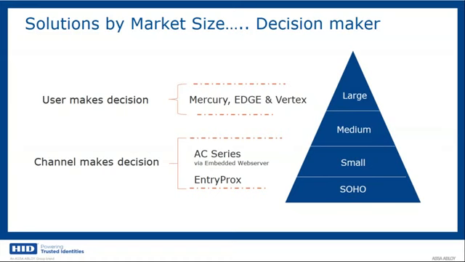Here we will find brands such as Mercury, Edge, and Vertex. All of them are from HID. And in this part of the market, normally the user is the one that makes the decision, okay? Because they have the money and the knowledge to make this kind of decision. Normally, in the small and SOHO part of the market, we will see that the channels make the decision, taking into account the number of doors or the needs that their end user has.